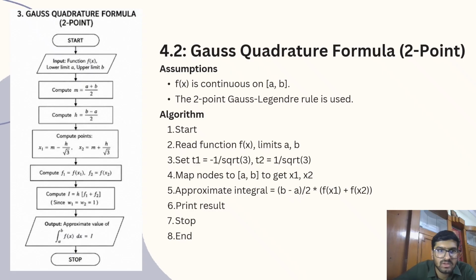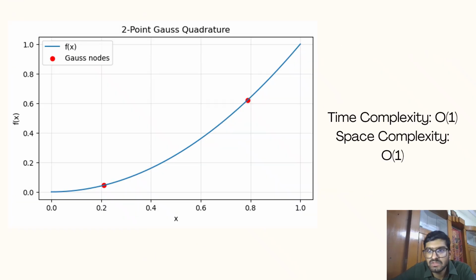Then the same algorithm is presented using the flowchart for the 2-point Gaussian formula. The time complexity for the 2-point Gaussian formula, or any Gaussian formula, is big O of n, and the space complexity is also big O of n.